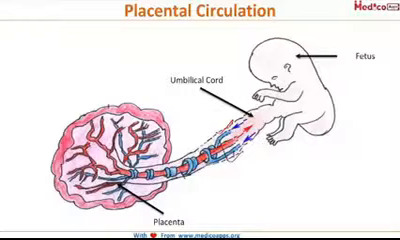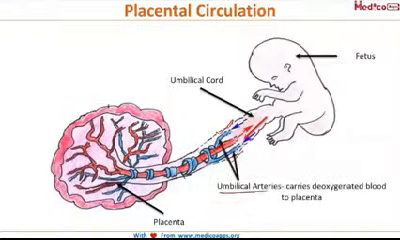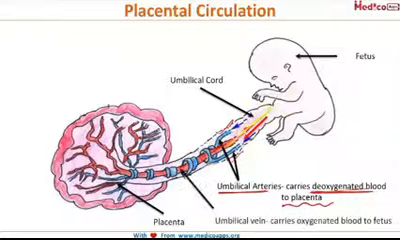Now just opposite to the regular theory that we know, that arteries carry oxygenated blood, our umbilical arteries are carrying deoxygenated blood. And where will this deoxygenated blood travel? It has to go from the fetus to the placenta for getting oxygenated. So the umbilical arteries carry deoxygenated blood from the fetus to the placenta. And our umbilical vein carries oxygenated blood from the placenta to the fetus.